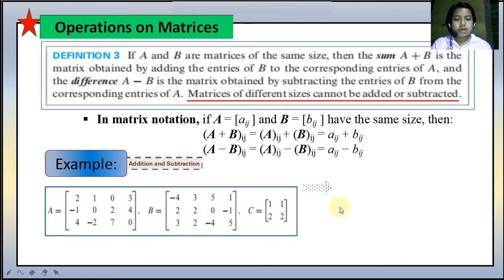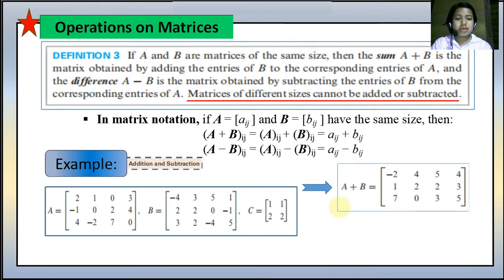So here we have a sum. We have here the sum of matrix A and B. So we'll just add corresponding entries. So 2 plus negative 4, that's negative 2. 1 plus 3, that's 4. 0 plus 5, it's 5. 3 plus 1, that's 4. So negative 1 plus 2, that's 1. 0 plus 2, it's 2. 2 plus 0, that's 2.